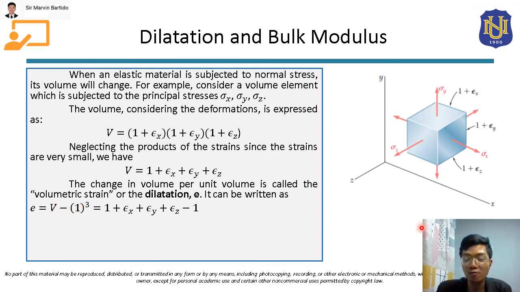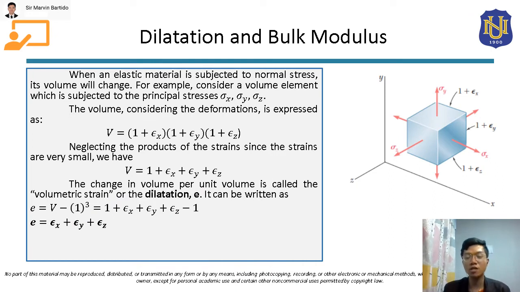The original volume here is 1 times 1 times 1, since those are the original length, width, and height of this element. So that will just be 1 cubed. So V minus 1 cubed. If we substitute the V from here, this is 1 plus epsilon x plus epsilon y plus epsilon z minus 1 cubed, which is just equal to 1. So this will be minus 1, and the positive 1 and negative 1 will just cancel.